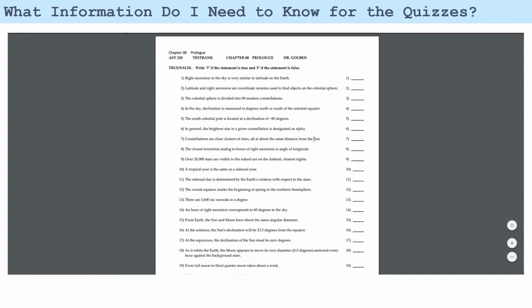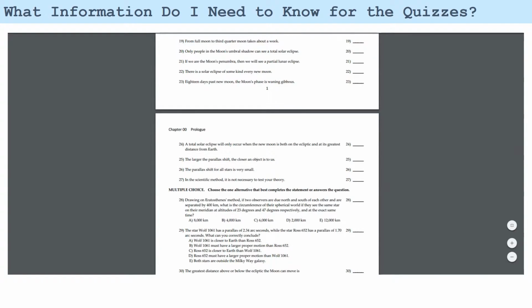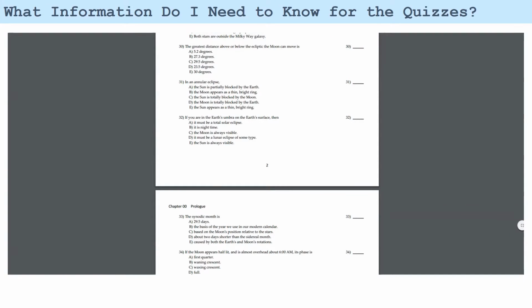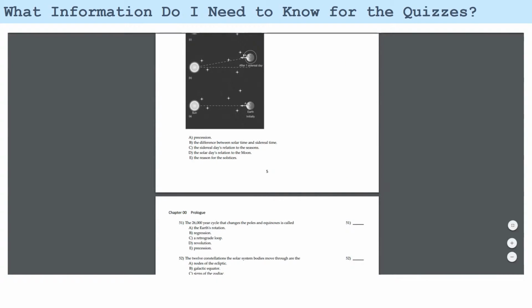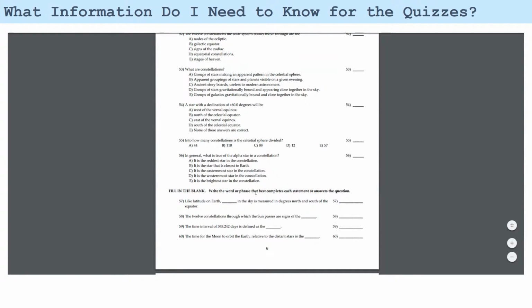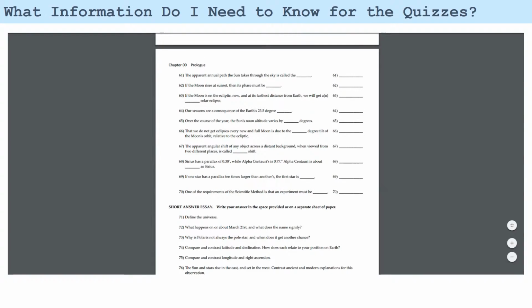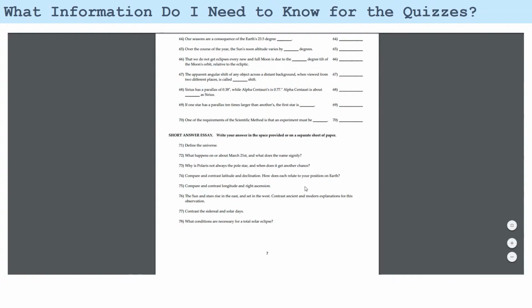So here's a bunch of questions. We have true, false, some multiple choice questions. And as we go down, we have some fill in the blank questions, which actually get reorganized into multiple choice questions on the quiz. And then some short answer essay questions. So your objective for every chapter is to find the answers to all these questions.